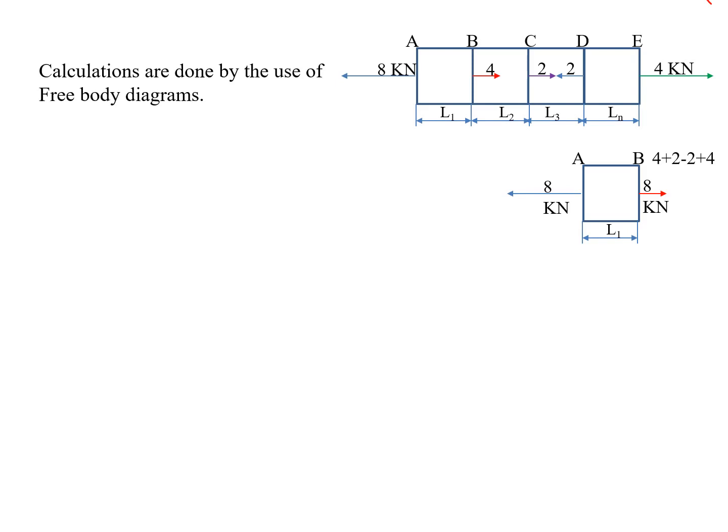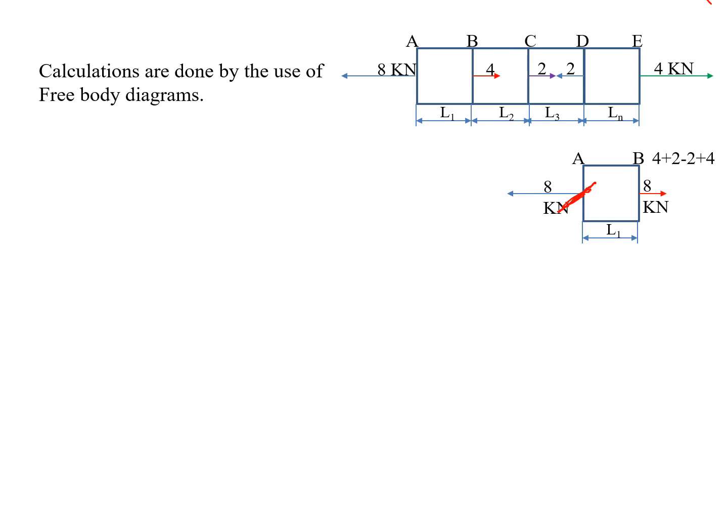We know that deformation, let us consider delta 1 here, delta 1 equals P1 L1 by AE. Here P1 is the net force acting on the member AB. For this we have to observe the left and right hand side forces of the member AB. So the left hand side forces, that is at point A, total forces acting are only one force, that is 8 kilonewtons tensile.